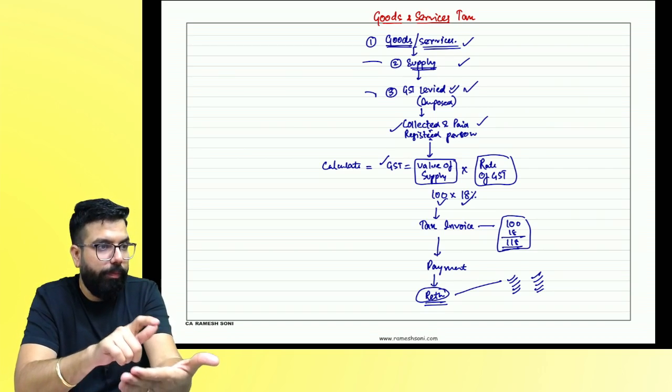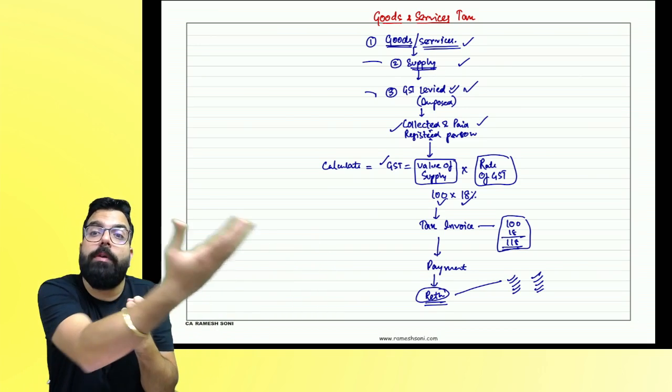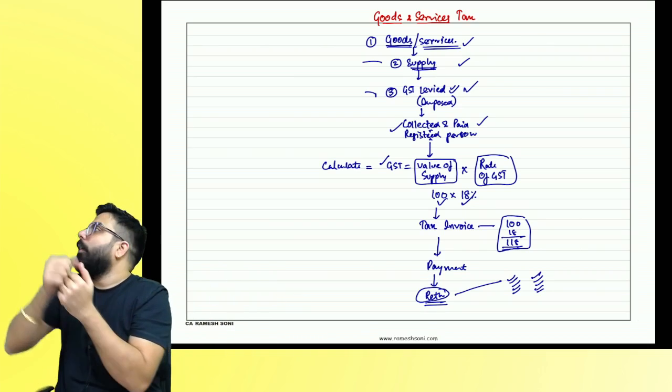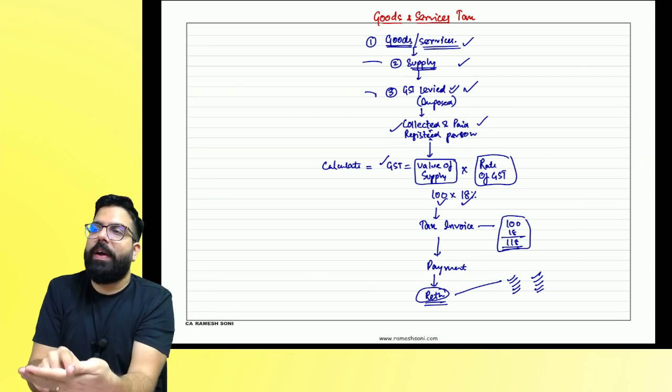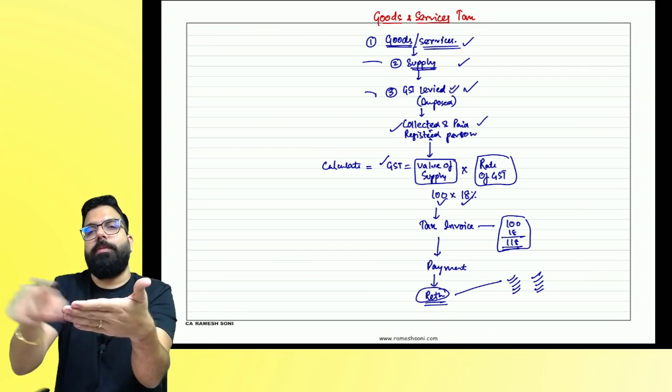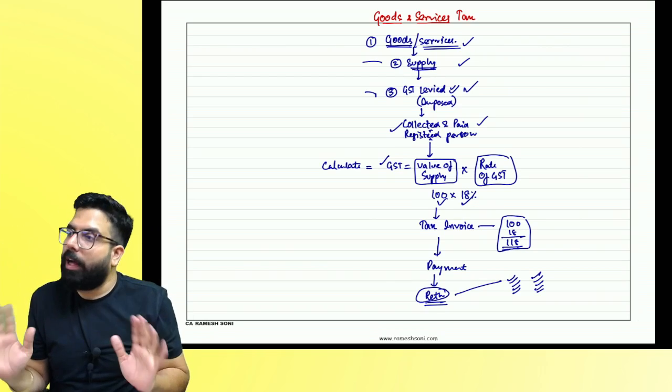A mobile phone of 10,000, 18% GST, collect. How will you collect? By giving one invoice. You collect, and pay to the government. And every month you tell this story to the government by filing one return. This much sale, this much GST, this much sale, this much GST, this much sale, this much GST. That's all. Are we clear, everyone?